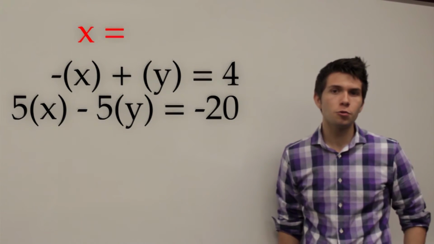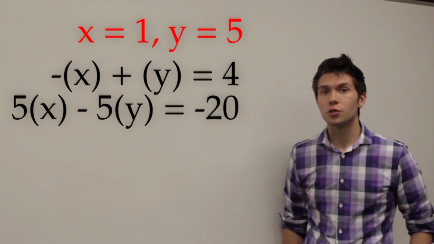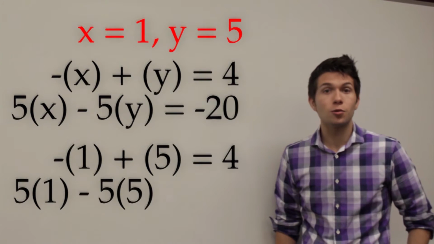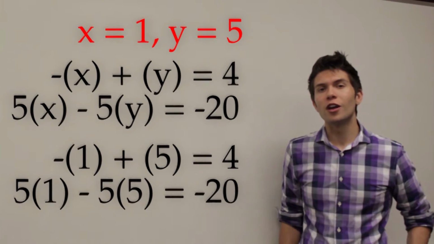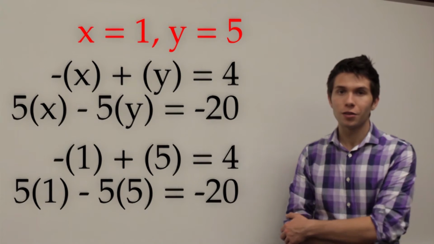Another solution is x equals 1, y equals 5. We can verify that this is a solution as well. Negative 1 plus 5 does equal 4. 5 minus 25 does equal negative 20. In fact, there are infinitely many solutions to this system. We say that the equations are linearly dependent.